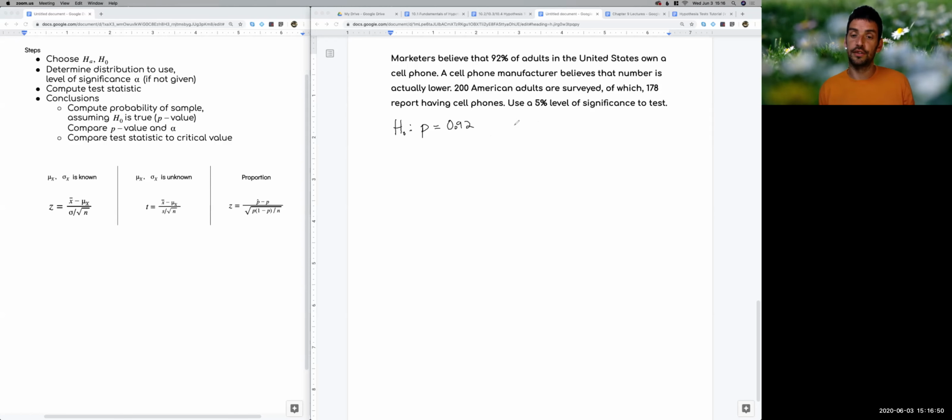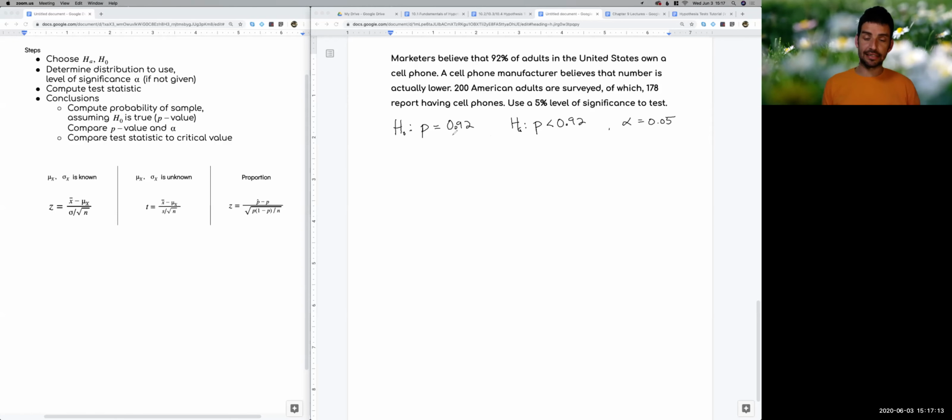That's the accepted belief that we are suspicious about. What we believe, or us acting as this cell phone manufacturer believes, is that the proportion is actually lower than this. Okay, so those are our two hypotheses, and we have an alpha of 0.05.